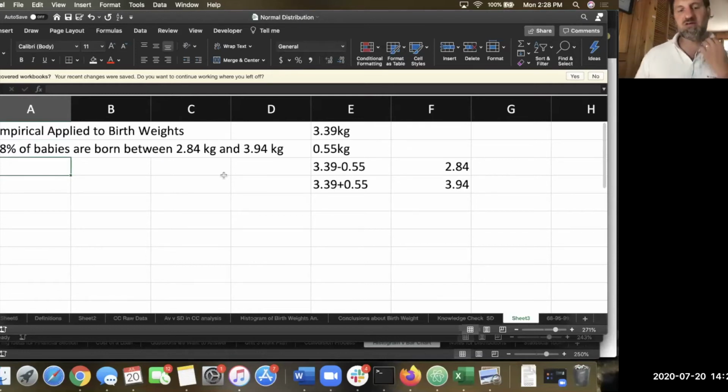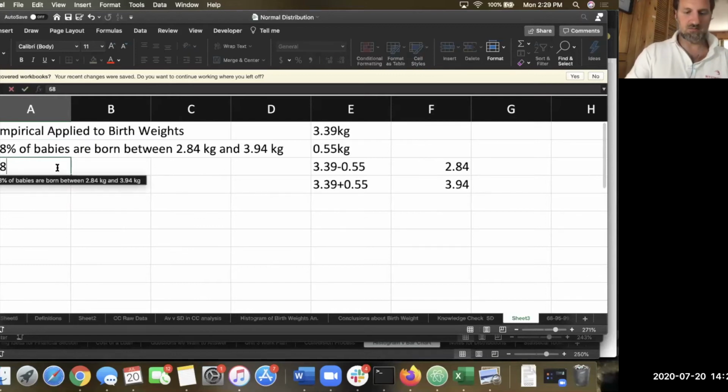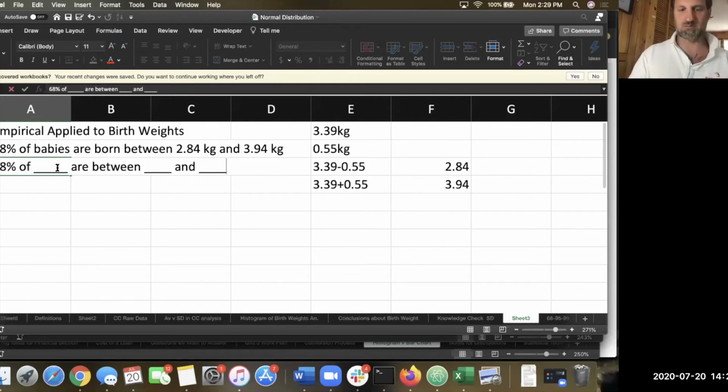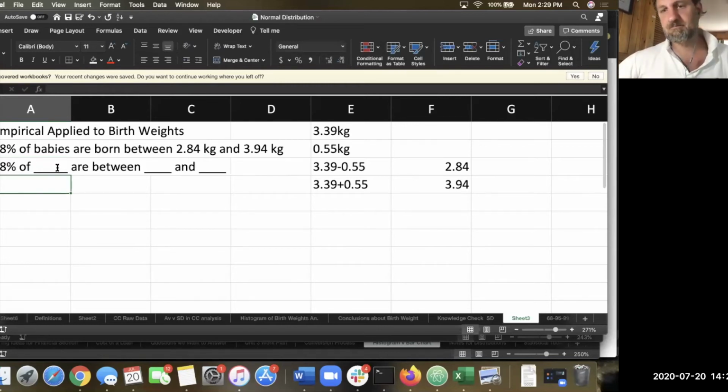Well, a lot of it was template. 68% of are between and. That's the template. Where do the two numbers come from? They come from that minus plus action. Where does the stuff in the middle come from? Well, it's the context, right? What we're talking about here are babies and their weight, so I'm just trying to make that clear when I'm making my sentence.